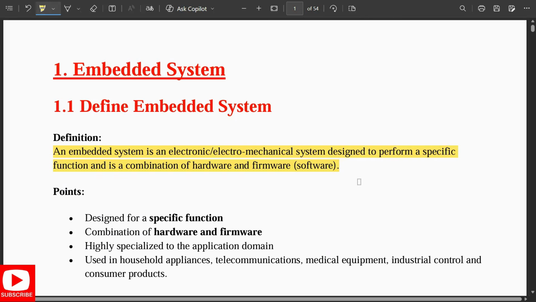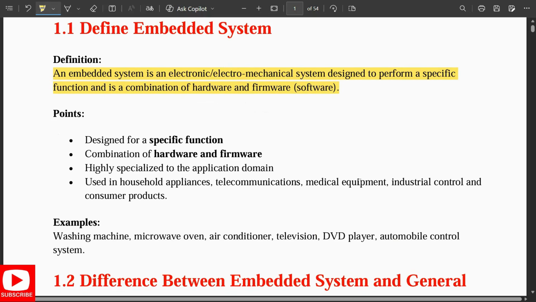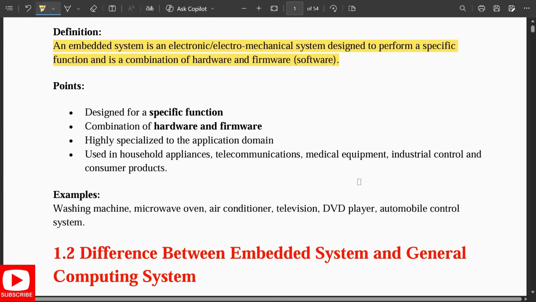So it is an electronic, or electromechanical, system designed to perform a specific function, in a combination of both hardware and software. It is designed for one specific purpose, highly specialized to the application domain. It can be used in household applications, telecommunications, medical equipment, industrial control, and consumer products. Examples are our home washing machine, microwave oven, air conditioner, television, DVD player, and automobile control system.